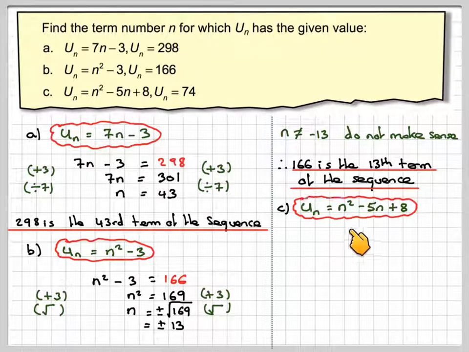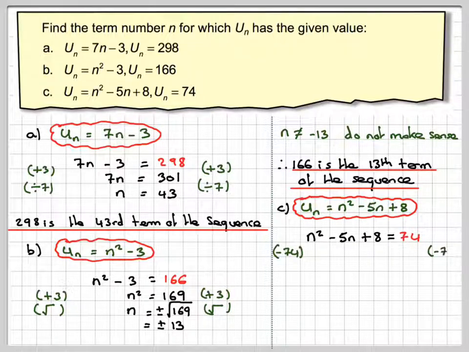When we've got un is equal to n squared minus 5n plus 8, both this sequence and the previous one are called quadratic sequences, and the first one is called a linear sequence. Then we take n squared minus 5n plus 8 is equal to 74. How do we solve a quadratic? Well, normally we put it equal to 0. So we'll need to take away 74 from both sides. Taking 74 away from this side, we've got 8 take away 74, that's going to give minus 66. And on this side, it's just going to be equal to 0.